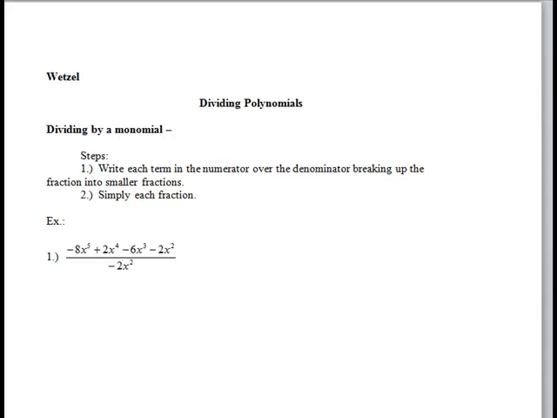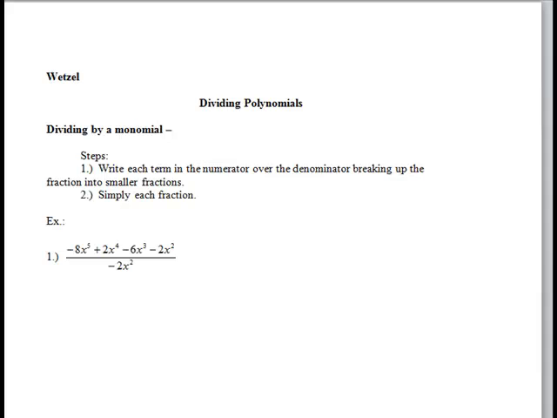Dividing polynomials. We're going to cover two methods for dividing polynomials. The first method is if you're dividing by a monomial, or one term. So example 1, all one fraction, which of course is nothing more than a division problem.